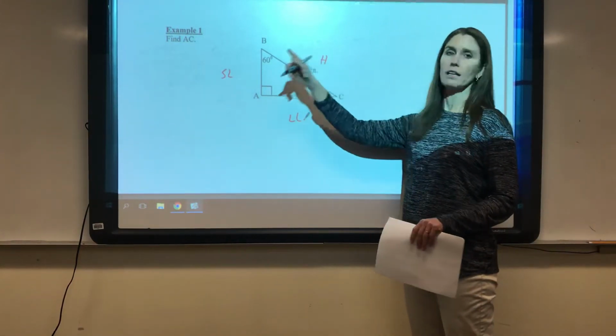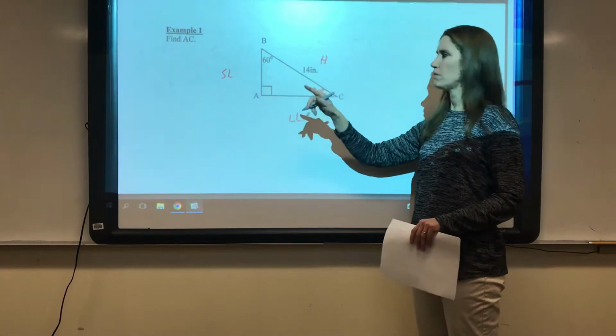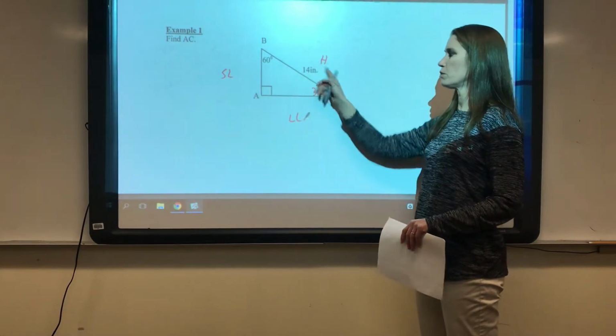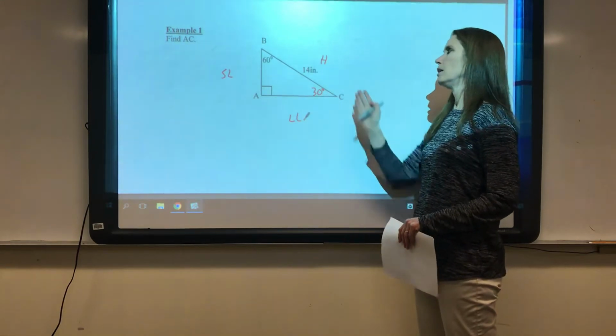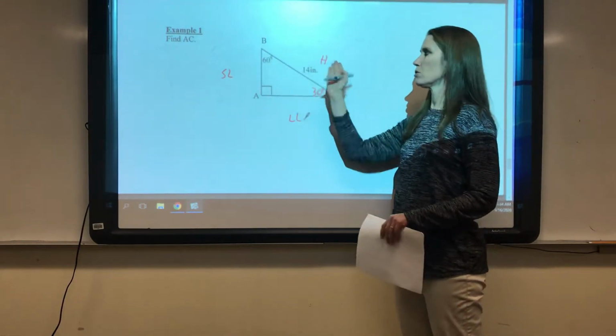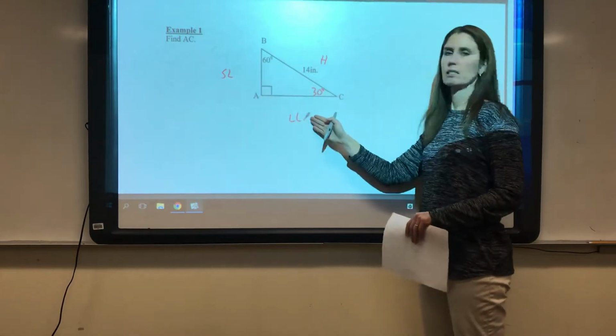Okay. From there, I have to think, okay, I know the hypotenuse, and from that I can get the short leg. Here's the thing we haven't mentioned yet. You cannot go straight from hypotenuse to long leg. There is no relationship. So I have to go this direction to short leg, and then I can go from short leg to long leg.